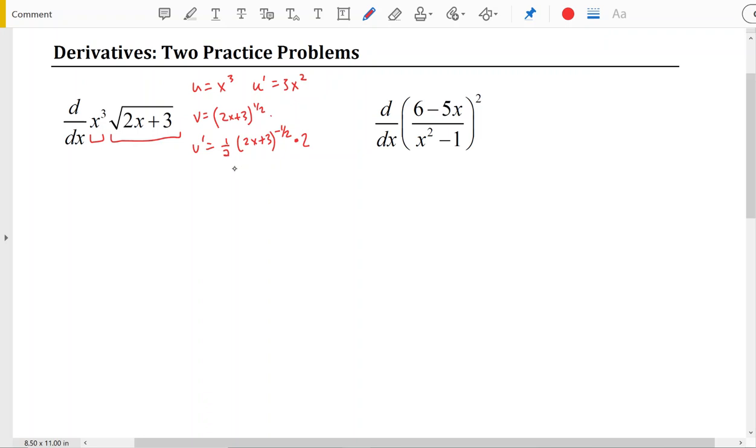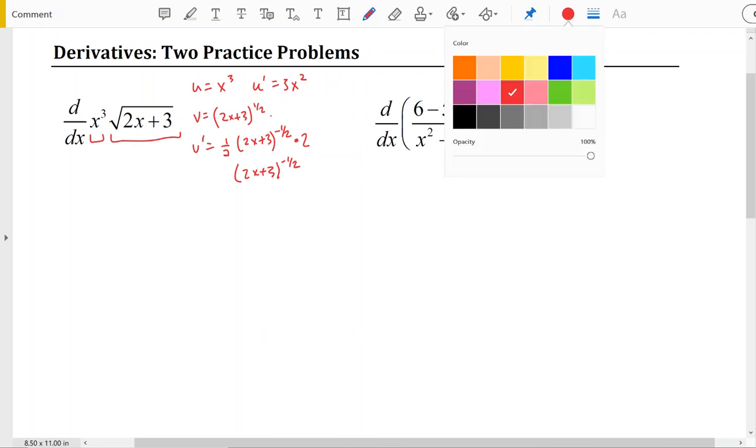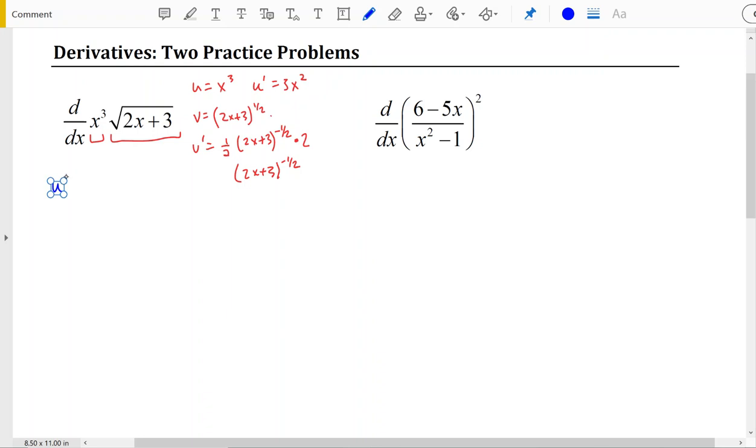And I'll just go ahead and simplify that. That's (2x plus 3) to the negative 1/2. But I'm going to leave it in that form. Okay, the product rule, hopefully we'll remember, is u prime v plus u v prime. If you get those backwards, it doesn't really matter since it's addition. U prime is 3x squared times our original v, square root of 2x plus 3, plus u is x cubed times v prime, (2x plus 3) to the negative 1/2.